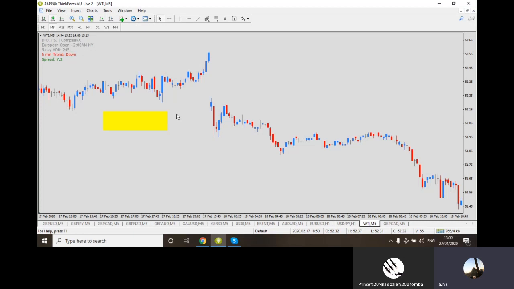We're going to do 3 to 5 trades. It depends. This is a 5-minute chart. We're going to do 3 to 5 trades for myself and 3 to 5 for Prince, depending on how long it takes us to find the trades.